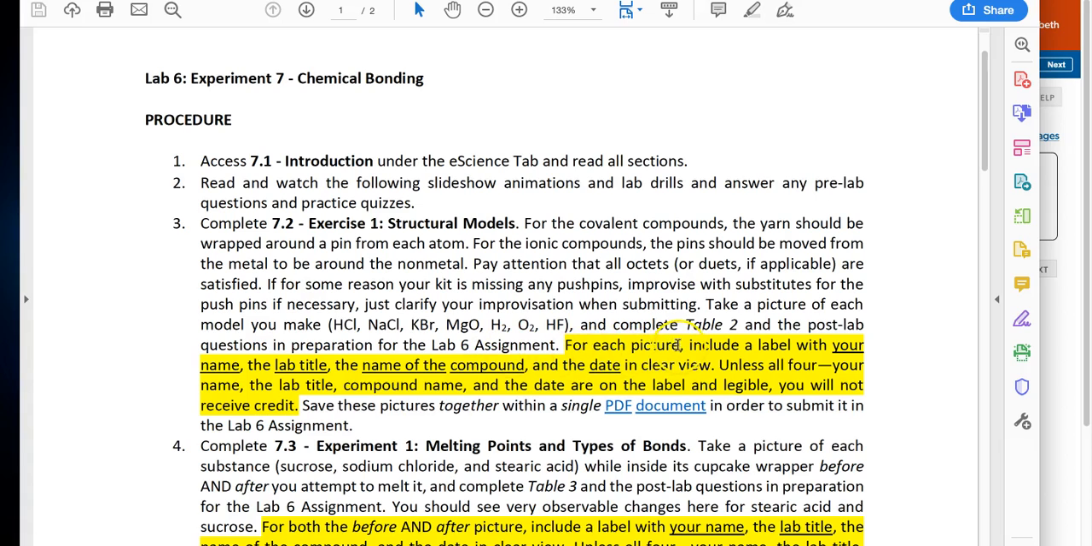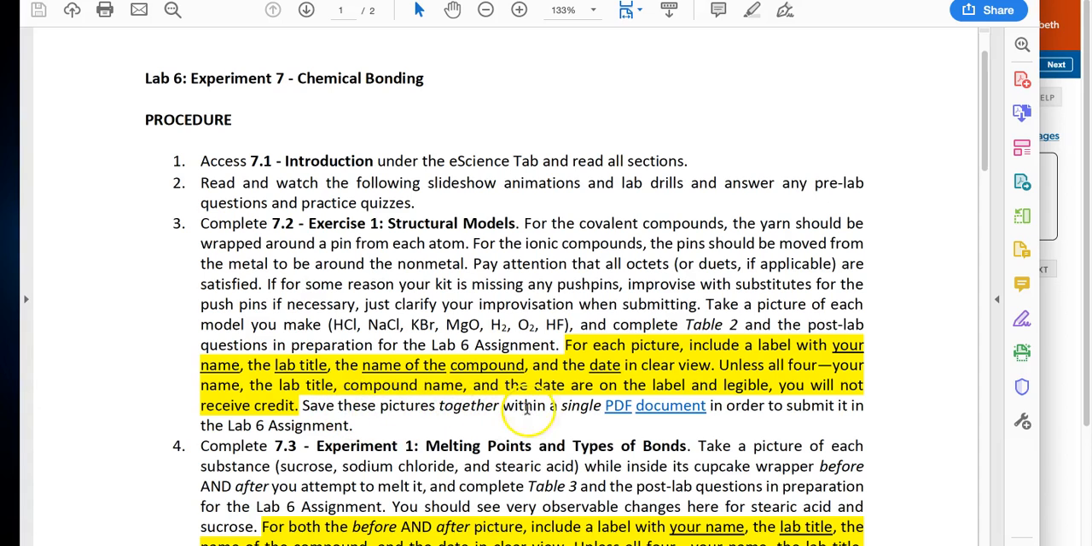For each picture, include a label with your name, title, and name of the compound. I have to know what you're making. So the names of these compounds, not their chemical formulas, but the actual name, such as sodium chloride. And the date needs to be listed on a little sign next to each of these compounds that you're making. All 4 have to be legible, visible, and readable, or you won't receive credit.